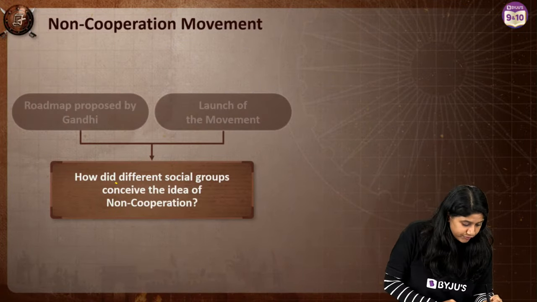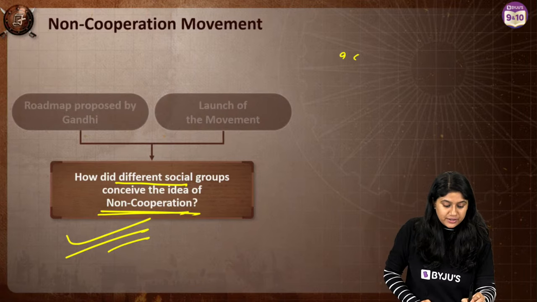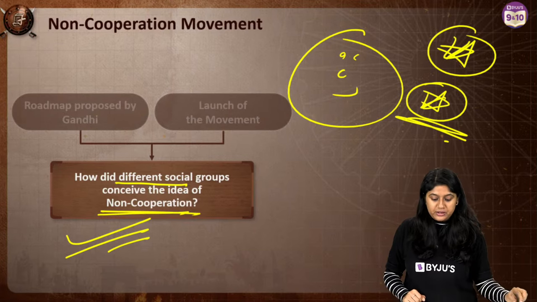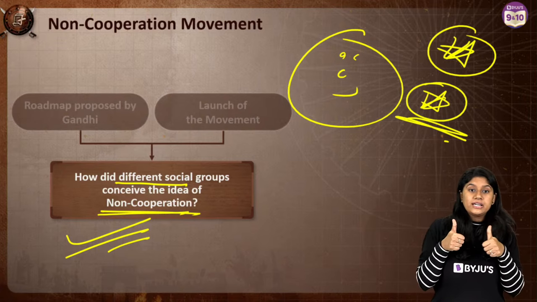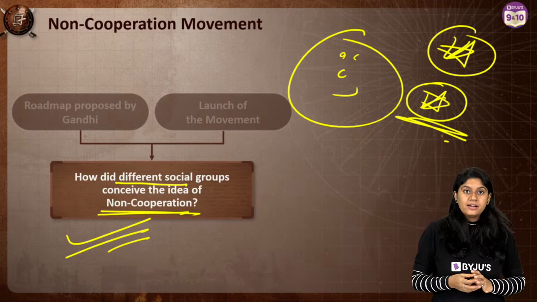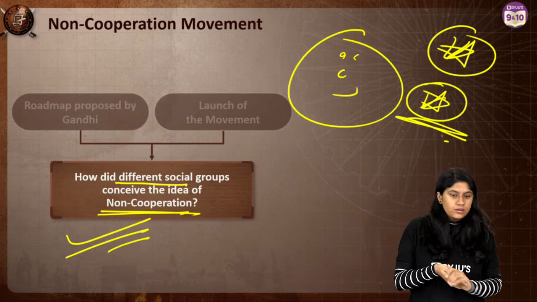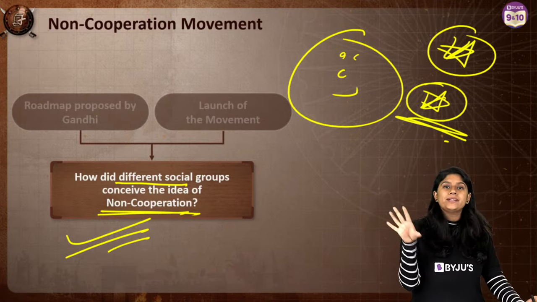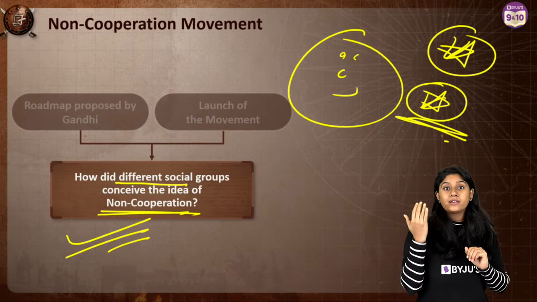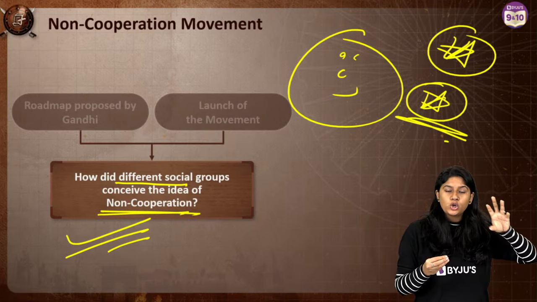What ideas did the different social groups have about the non-cooperation movement? And this, everyone, is a very important topic. I want all of you to pay attention over here now. Now I want all of you to look over here on the screen. So we started with the non-cooperation movement. We talked about how it spread throughout the country. And now we saw the beginning of the non-cooperation movement.